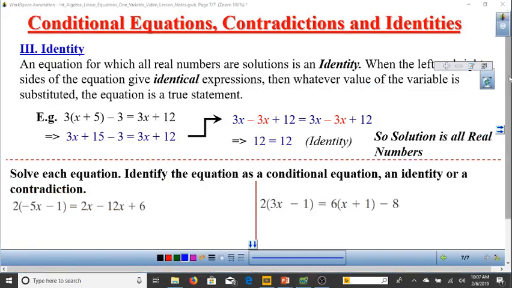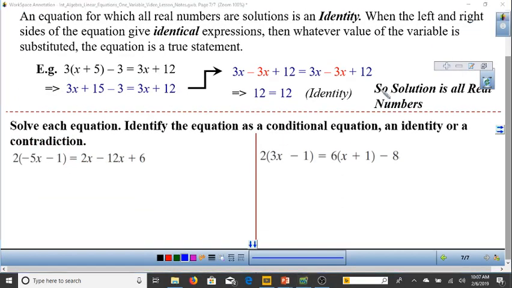We're going to determine whether these are conditional, an identity, or a contradiction. So for this first one here, I'm going to distribute the 2 to the parentheses and then simplify the left side and the right side. So we have negative 10x minus 2 on the left. And on the right side, we have 2x minus 12x, which is negative 10x, plus 6. Now to get the x's together, I simply add 10x to both sides. And when I do that, I end up with negative 2 on the left equal to 6 on the right hand side.